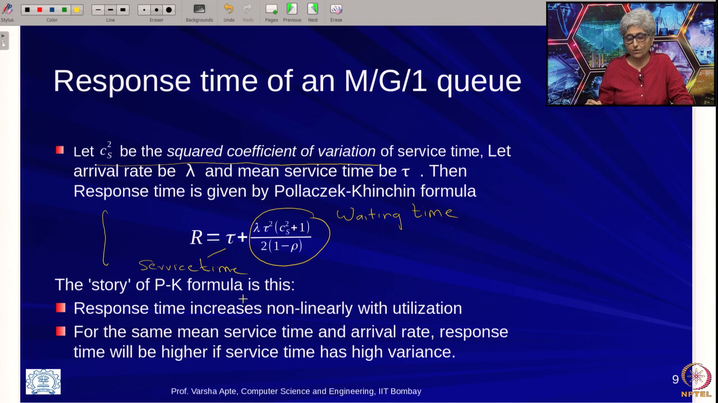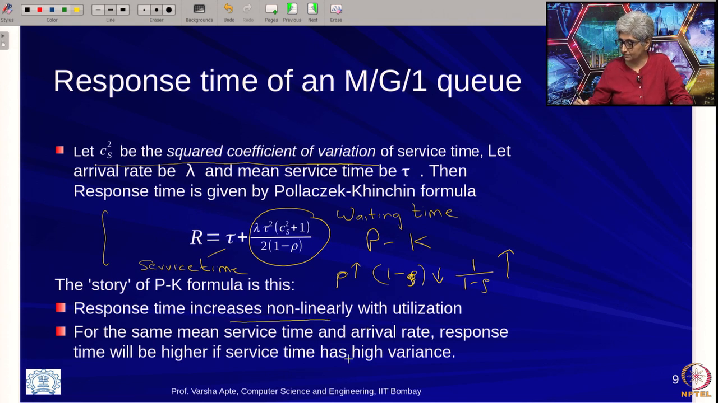When you see a formula, you should always try to understand the story that the formula says. The story of this formula, which is, by the way, sometimes just called the PK formula instead of Pollaczek-Khinchine, what is it telling you? It is telling you that response time increases non-linearly with utilization. As rho increases, 1 minus rho will decrease. If 1 minus rho decreases, then 1 over 1 minus rho will increase, right? That factor increases non-linearly, because 1 minus rho is in the denominator. So it is not a linear increase. There is a non-linear increase with respect to increasing utilization.